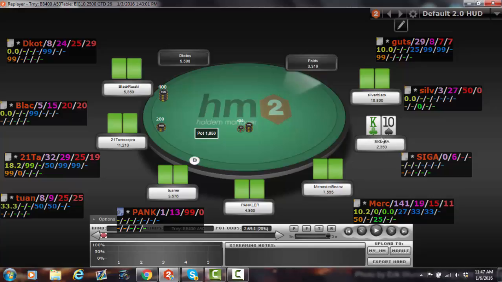So the question becomes, what hand is good enough to do that with? Is King 10 good enough? Is King 9? What about King 8 offsuit? What about 9-7 suited? To find out, you can go to this website here.